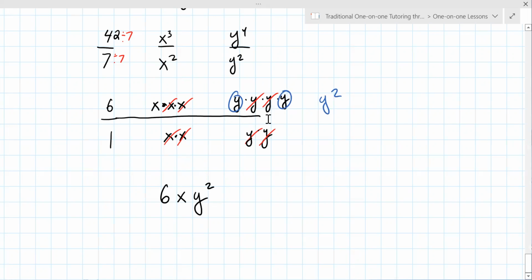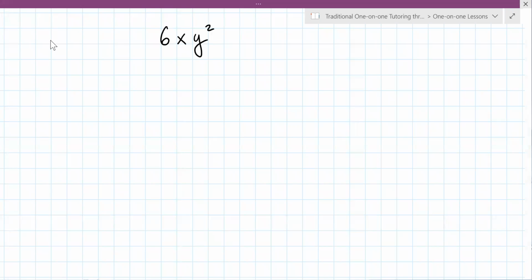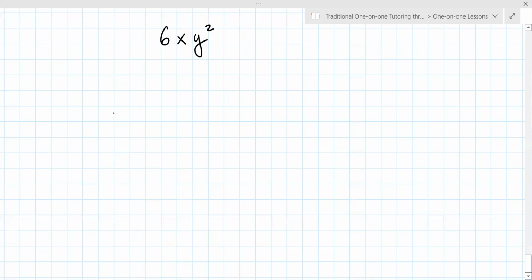Yeah, so you want to try another one like this? Yeah, one more would be helpful. Okay. Let's not make it too bad here. Let's go: 18x cubed y to the 4th over x squared y squared.